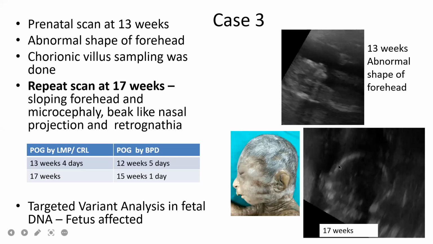Here we can see the sloping forehead. Microcephaly was there. Here we can compare: the BPD was less, two weeks lagging behind the period of gestation from the LMP and CRL. Microcephaly, big nose, and retrognathia were noticed. The targeted variant analysis also confirmed that the fetus was affected, and family counseling was done accordingly.